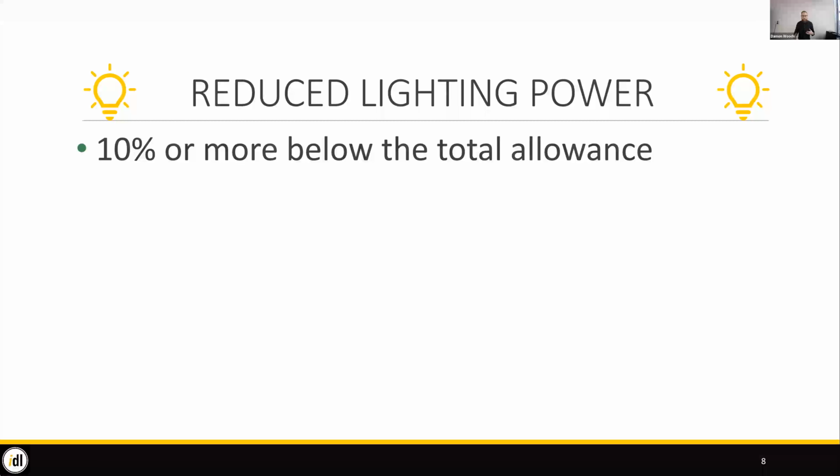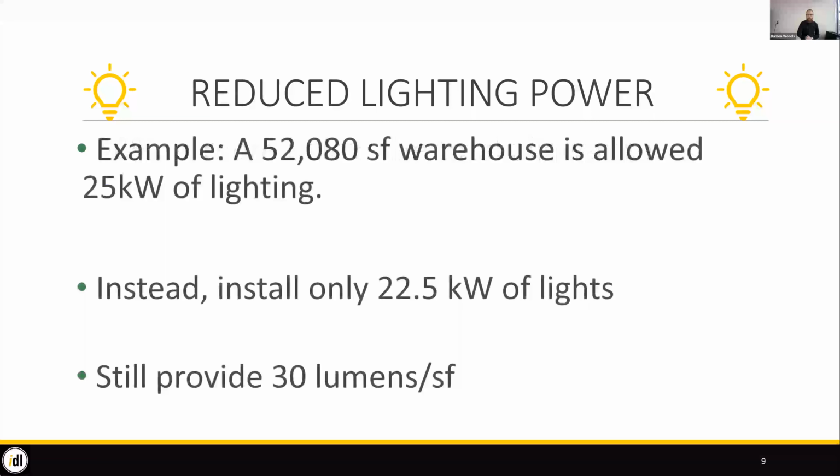So either the lights are 10% more efficient, or you just find a way to get the lumens that you need with fewer watts in the building, maybe fewer fixtures, but you're still getting that required illumination out of it. LEDs have become so efficient that the total allowance in the code right now is much higher than what might typically be specified. So this is an easy win for you if you're trying to meet minimum energy efficiency code for Idaho. So for example, we've got a 52,000 square foot warehouse.